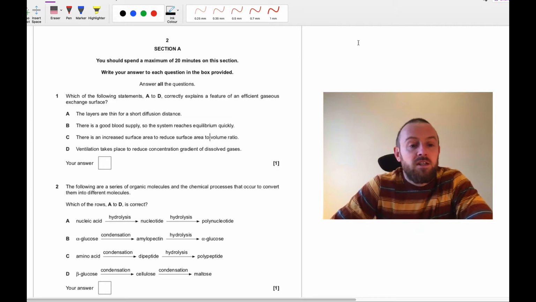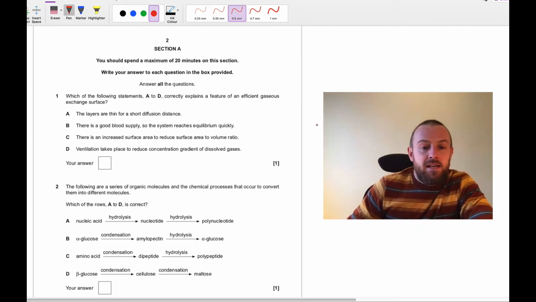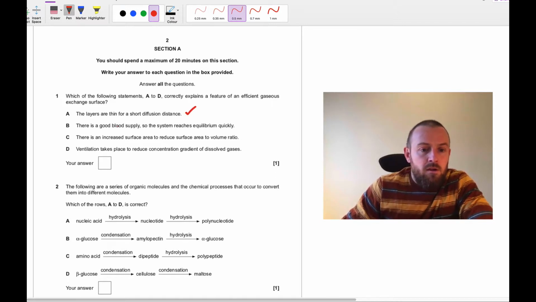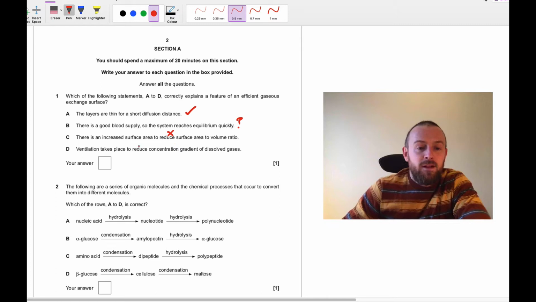Okay, question one. Which of the following statements, A to D, correctly explains a feature of an efficient gaseous exchange surface? So let's look at each one. The layers are thin for a short diffusion distance. Yeah, that's true. There is a good blood supply, so the system reaches equilibrium quickly. I'm going to think about that one for a second. I'm going to come back because there's only one which is correct, so it's probably this one. C, there is an increased surface area to reduce surface area to volume ratio. No, that's not correct. We want to increase the surface area to volume ratio.